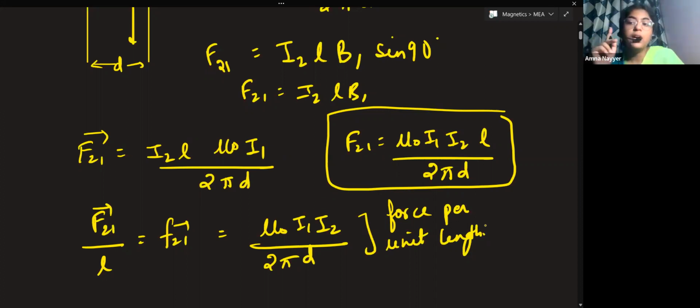Now, two conclusions that you have to remember. First one is that if two conductors are having the current flowing in the same direction, they attract each other. If one current is flowing upwards and the other current is flowing downwards, they both will repel each other. Let me write down this point as well. This is an important point.